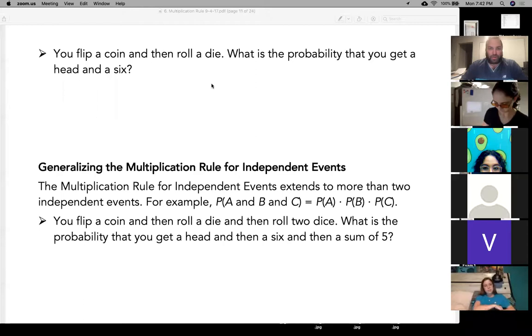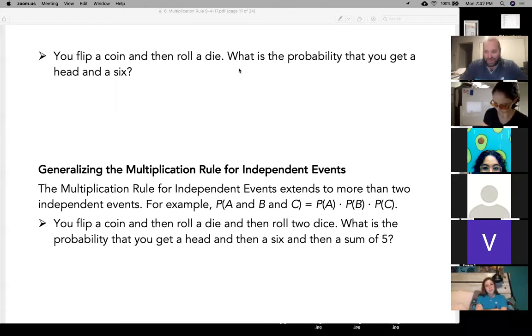Here's another one on slide 11. You flip a coin and then roll a die. Megan, help me out here. You flip a coin and then you roll a die. What is the probability that you get a head and then a 6?